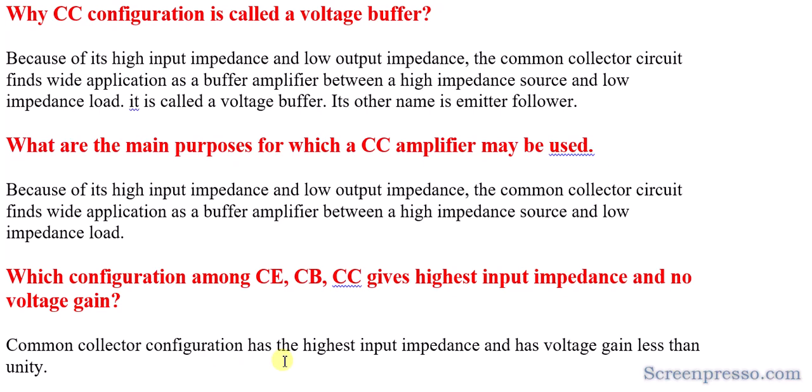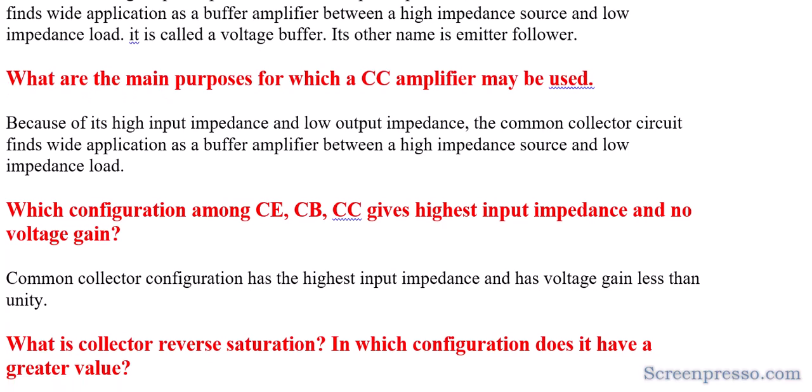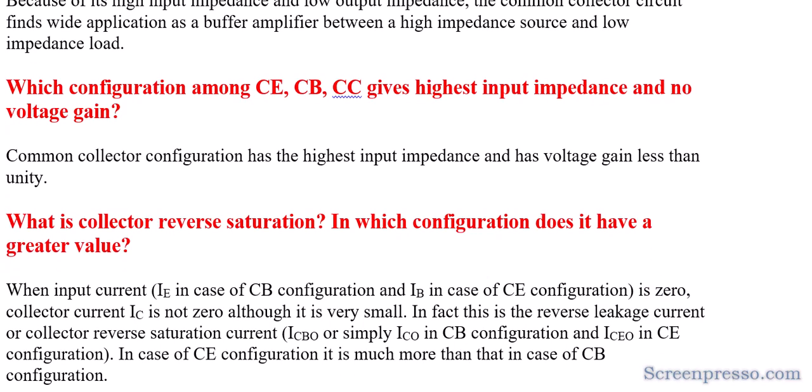Because of its high input impedance and low output impedance, the voltage gain is less than unity. If there is high input impedance, then low output impedance means the voltage gain will be very much less than unity. So that's why CC has this drawback.